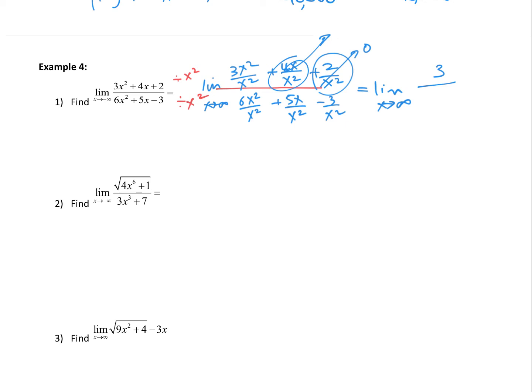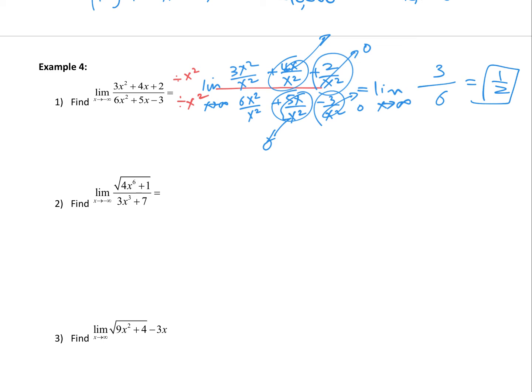Same for the bottom. This goes to 0. Let me write that down. This goes to 0. This goes to 0. And this x squared cancels out, so I'll just get 6. So 1 over 2. All right. I'm going to have you try number 2. So pause and then work on number 2, and we'll do number 3.